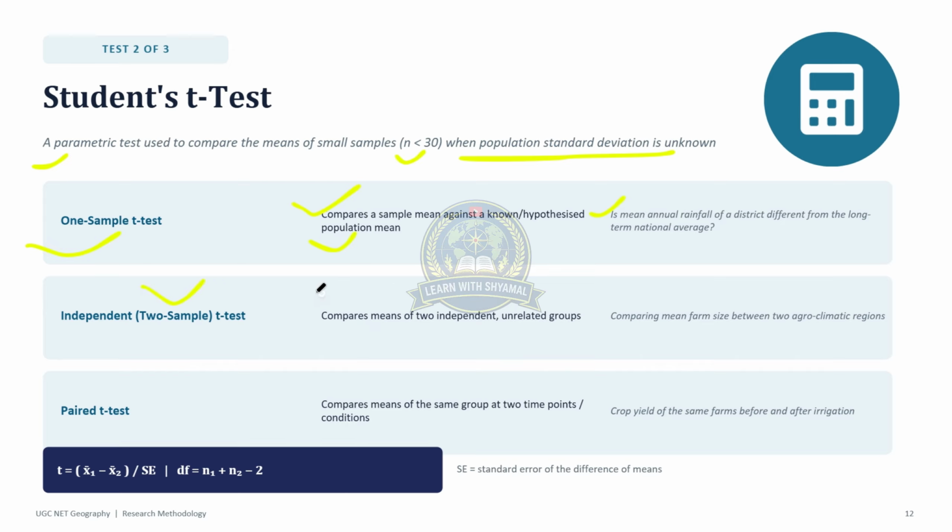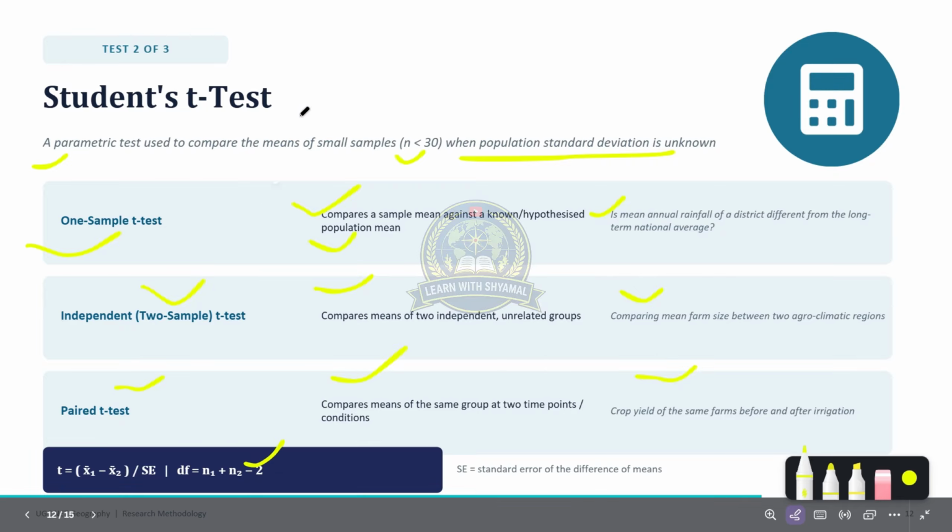Independent two sample t-test compares means of two independent, unrelated groups, for example comparing mean farm size between two agroclimatic regions. Paired t-test compares means of the same group at two time points or conditions, for example crop yield of the same time frames before and after irrigation. Okay, SE is the standard error of the difference of means. This is the formula of Student's t-test.